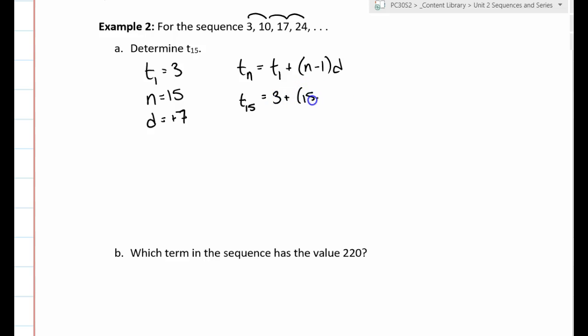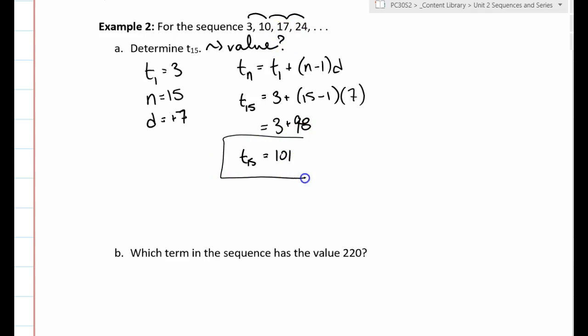Take 15 minus 1 times +7, and I'm going to solve this from here. Okay, so that leaves us 3 plus 98. So my final answer would be 101. So that's term 15. So when we're asked to determine term 15, what we're actually trying to figure out is the value. So there we go.